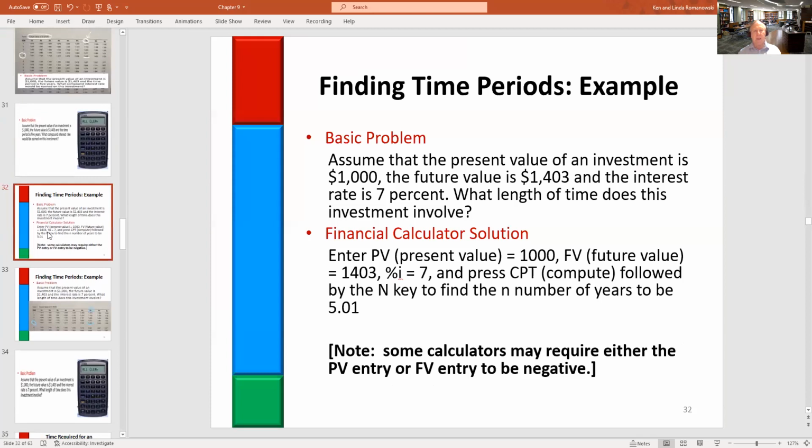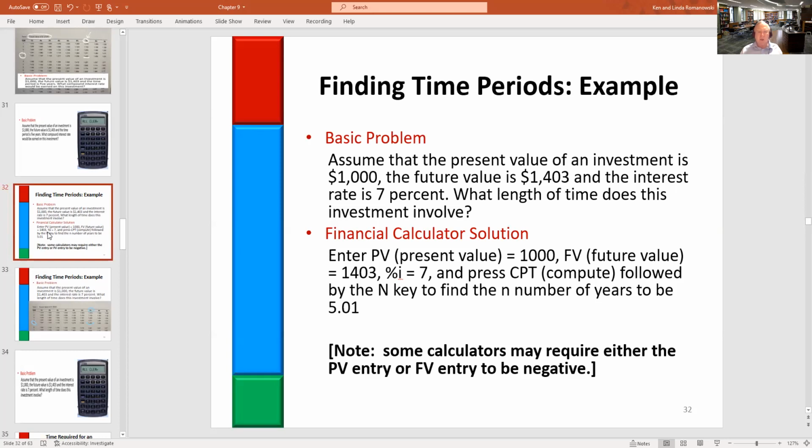Okay, now let's say we're looking for other bits of information that are missing. Remember, if you have 3 of the 4, you can solve for the 4th one. So in this particular example, again, we know that $1,000 is the present value. The future value is 1403. And in this example, we're giving you the interest rate of 7%. So what length of time does this investment involve?